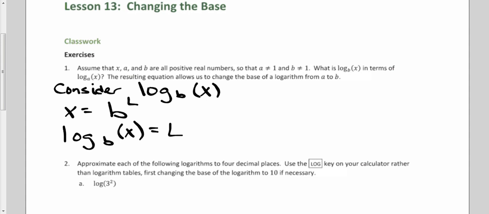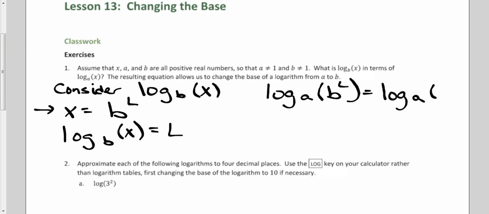Now, think about this. If I have log base A of X, isn't that the same thing as saying log base A of B to the L power? So simply what I have done is I've replaced X with B to the L power. I've used this property right here. Now, this equals log base A of X.